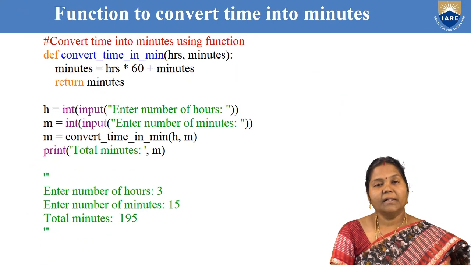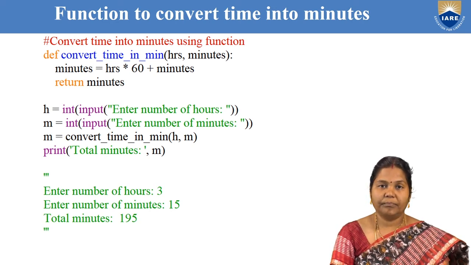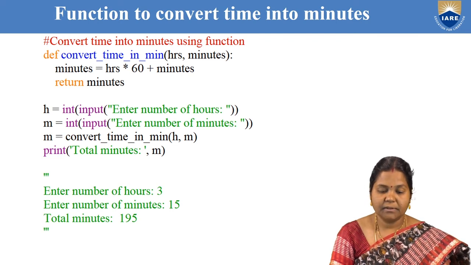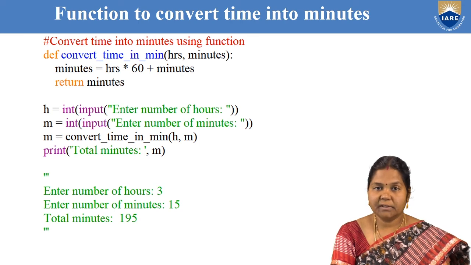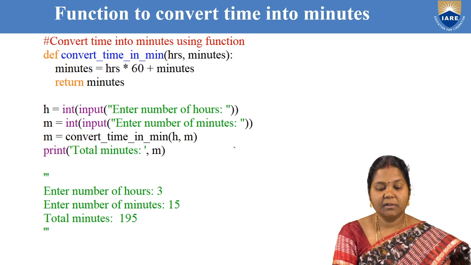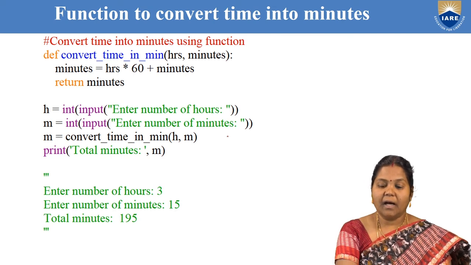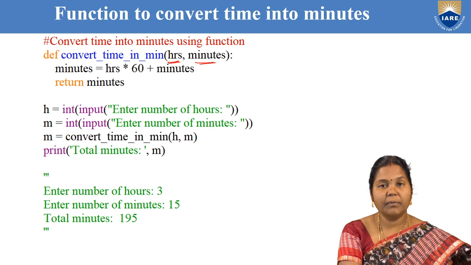Now, let us see another example of function, how to convert the time, that is hours and minutes together, into minutes. So we want to convert our time into minutes using the function concept. So first of all, I have defined a function. Definition: convert time into minutes. This is the name of the function. Then I'm providing two arguments. I'm providing the number of hours and number of minutes.